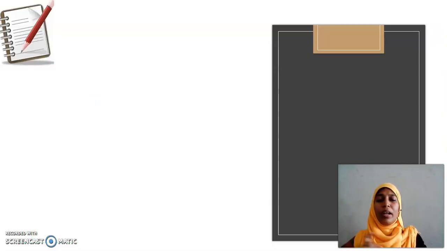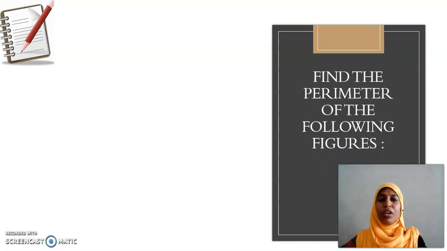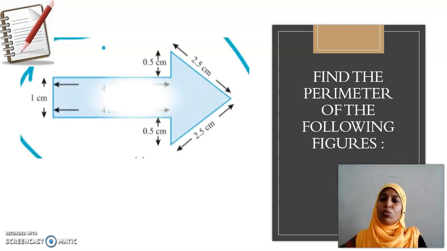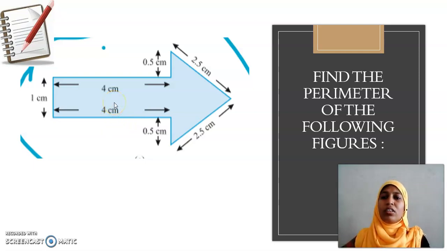Now let us do one problem. Okay, we have to find the perimeter of the following figure. What is this figure? It looks like an arrow. How many sides does it have? 1, 2, 3, 4, 5, 6, 7. 7 sides are there. Okay, so how to find the perimeter of this?